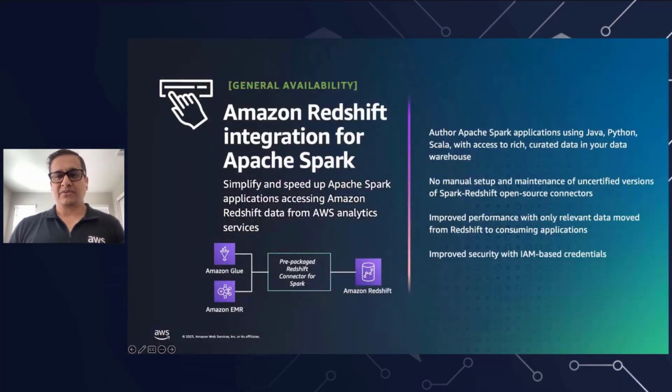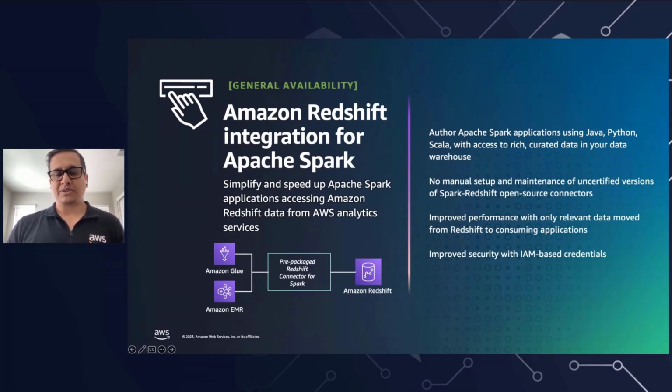Let's talk about Amazon Redshift integration for Apache Spark. Before the release of Redshift integration for Apache Spark, developers have been using Spark Redshift open source connector. However, using the open source connector involves manual setup, maintenance, operational overhead. With Redshift integration for Spark, the need for manual management and maintenance is eliminated, allowing developers to seamlessly integrate Spark applications to read from and write to Amazon Redshift data warehouse.